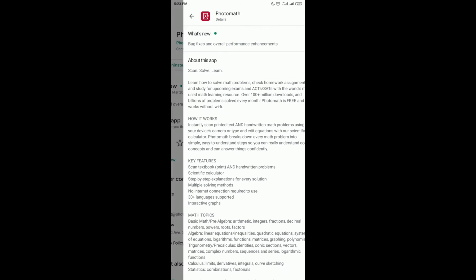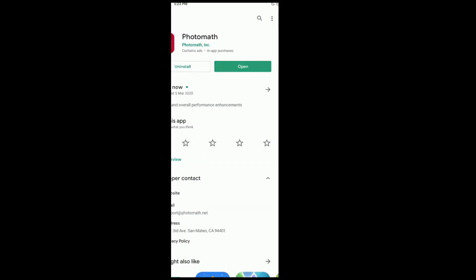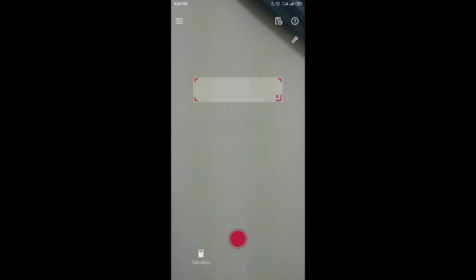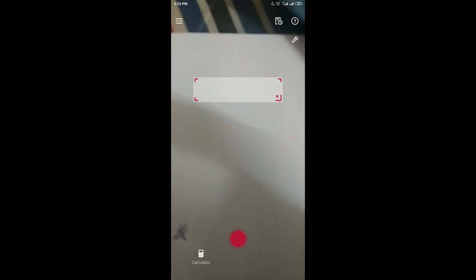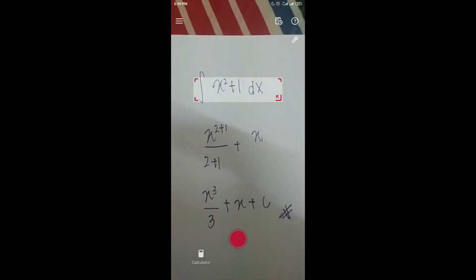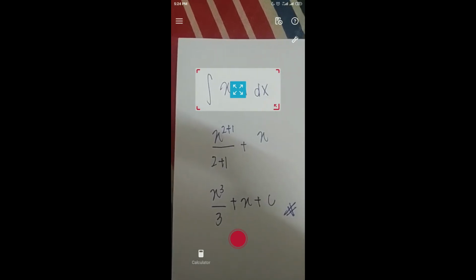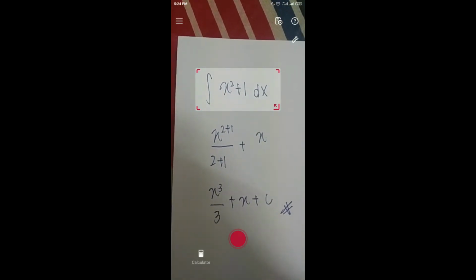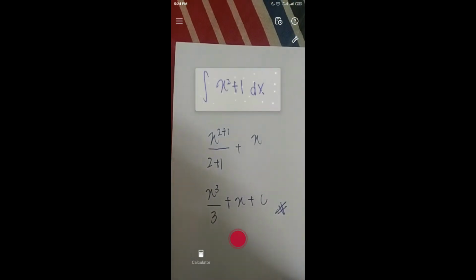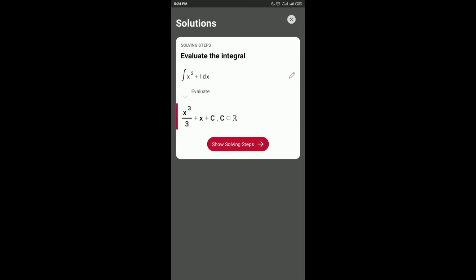So let's go to this application. Okay, we can open the application. When we open it, we go for scanning equation. You can scan your equation by adjusting this box to the same size as your equation and pressing snap, and then PhotoMath will scan and give you the solving answer.